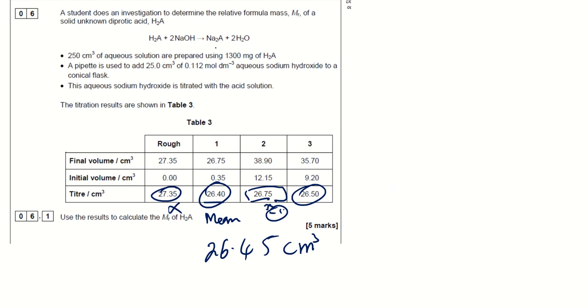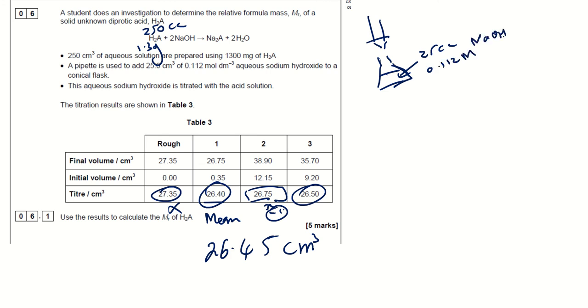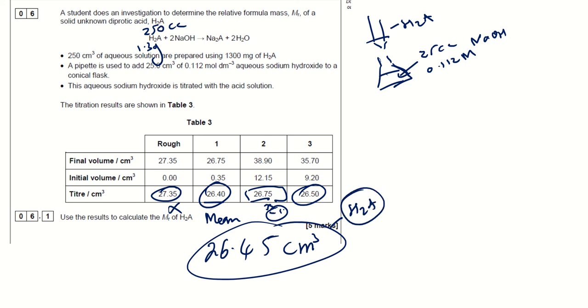Okay, right, so if we read the question, if you go through it, okay, we'll just draw our conical flask and our burette here to see what's in where. So 250 cc's of an aqueous solution of HA was made, so we'll just write that up here, 250 cc's, and it used 1.3 grams of HA, 1,300 milligrams is 1.3 grams. A pipette was used to add 25 cc's of 0.1 molar sodium hydroxide to a conical flask. So we put 25 cc's into the conical flask of 0.112 molarity, and that's my sodium hydroxide in there. So in other words, my acid is in the burette, so my average titre here refers to my acid. I think a few of you got this back to front, which cost you dearly.